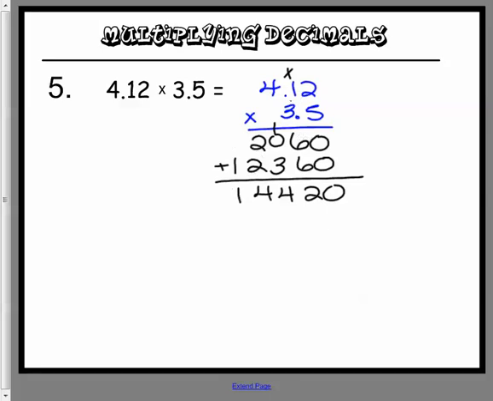So now we have tens, hundredths, thousandths, and a decimal point. Do we need this 0? No. So our answer is 14 and 42 hundredths.